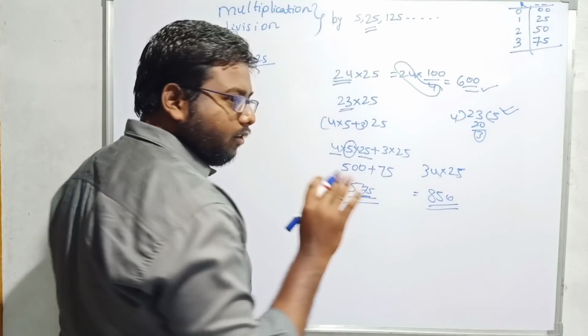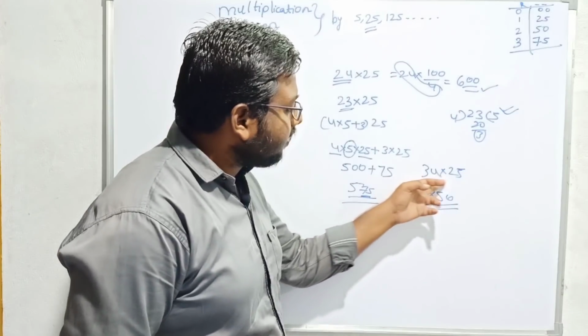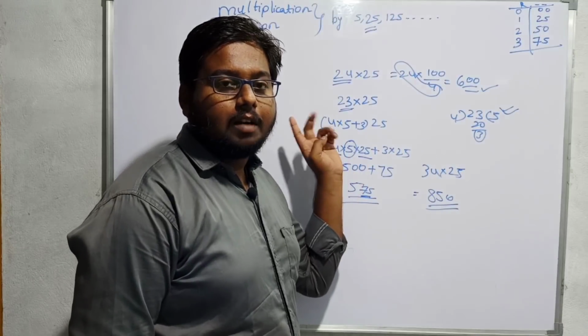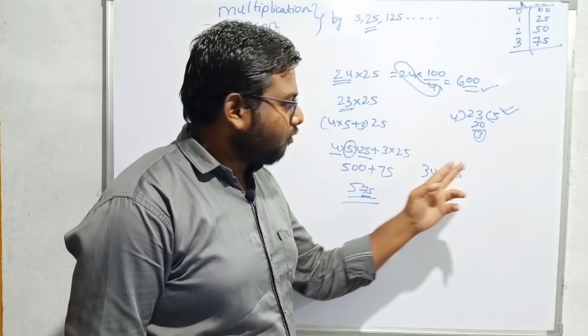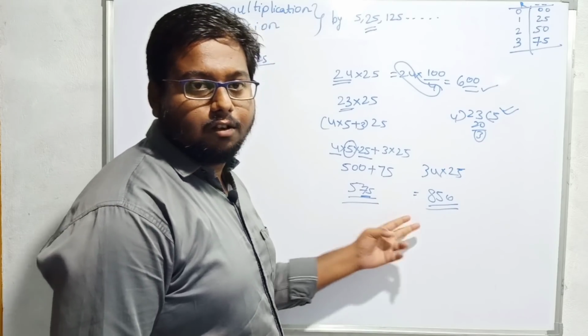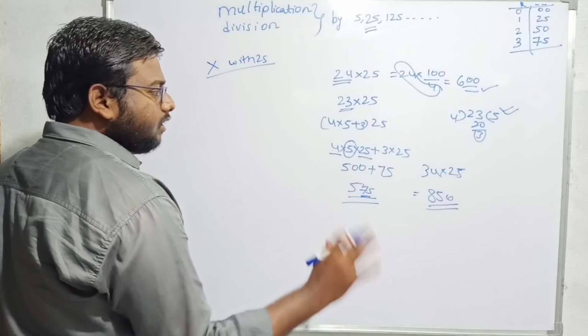What I did means 4 25s always forms a 100. How many 4s are there in 34? There are 8 4s. That means 8 hundreds are present in it. And 2 is the remainder now. So 2 25s is 50, so this is 850. For example, you can calculate everything in this way without touching the pen.